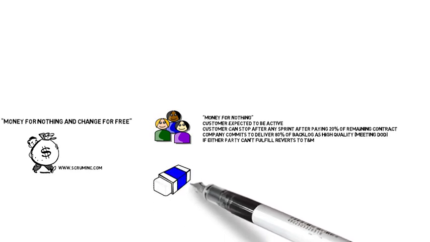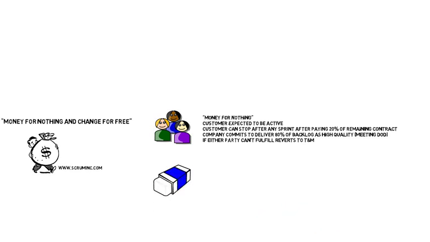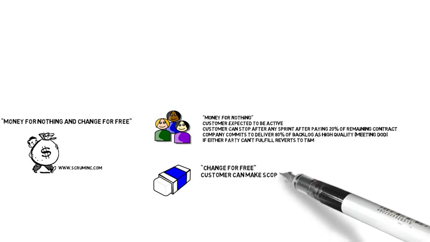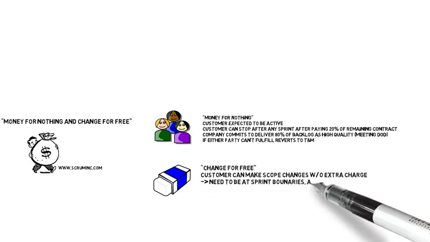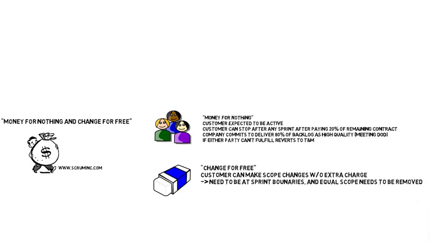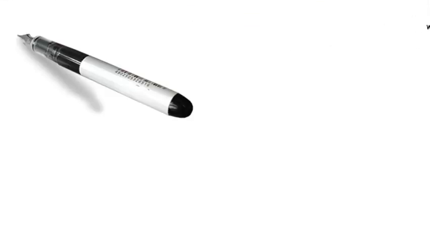Now, the change for free part is that the customer can make changes to the scope without any added charges. So this has to be at the boundary of a sprint, right? Can't be right in the middle, but at the boundary of a sprint. And if equal scope items are removed, then other items can be put into the scope. So again, the customer is very closely interactive, high quality, Agile definition of done, and this is the money for nothing and change for free approach.